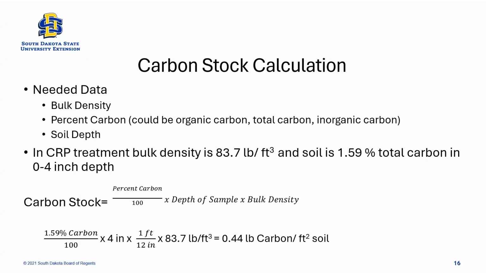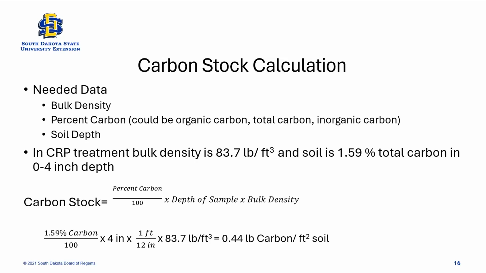And to calculate the carbon stocks, we need bulk density, which is a measurement of how dense the soil is, percent carbon, whether you're interested in the organic, total carbon, or an inorganic carbon stock, and you need the depth that the sample was taken. So here's an example calculation. I converted it to American units. Bulk density is usually measured in grams per centimeter cubed, but in engineering, they use this US unit.